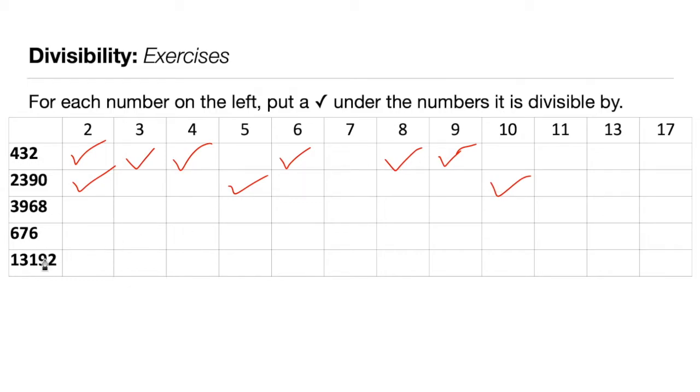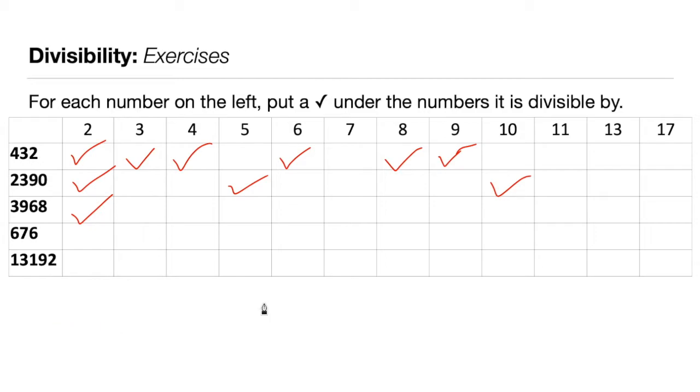Moving on to number 3, we have 3,968. Is it divisible by 2? Clearly yes, it ends in 8. Is it divisible by 3? Let's add the digits: 3 plus 9 plus 6 plus 8. 3 plus 9 is 12, 12 plus 6 is 18, 18 plus 8 is 26. 26 is clearly not a multiple of 3, so it's not divisible by 3.